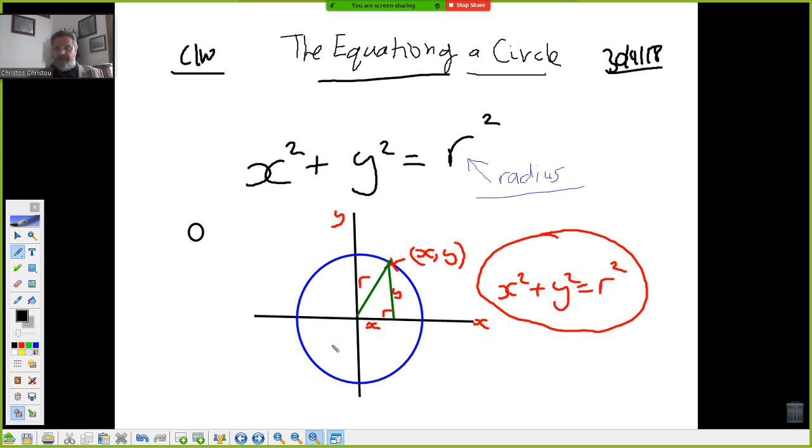Here's the equation of a circle. The x coordinate squared plus the y coordinate squared will equal the radius of the circle squared, provided the circle is plotted at the origin 0, 0.